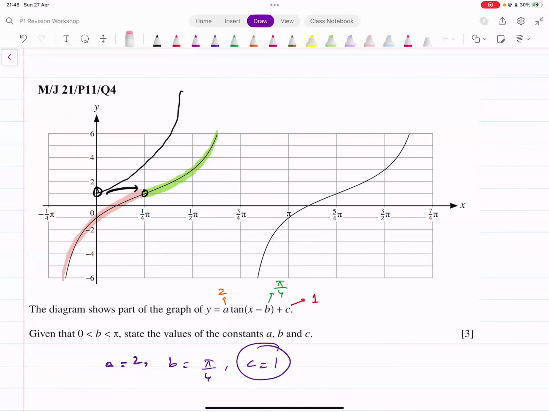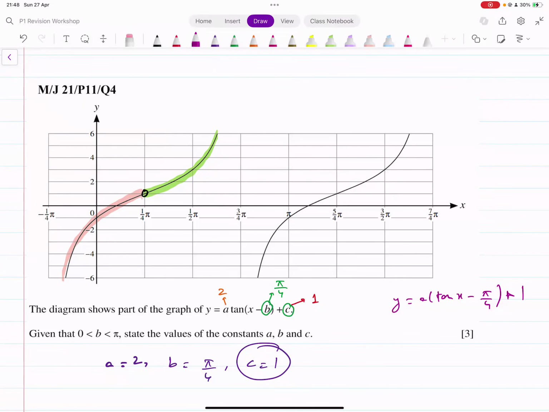Now, what else? What about the number outside? They're saying there is a vertical stretch there as well. What vertical stretch? How do you figure that out? Now, in this case, one idea is that, because this is a bit hard to figure out, once you have the values for b and c, you input any point on this graph in this equation. So for example, you have this function now, y equals a into tan of x minus pi over 4 plus 1. That's the function.